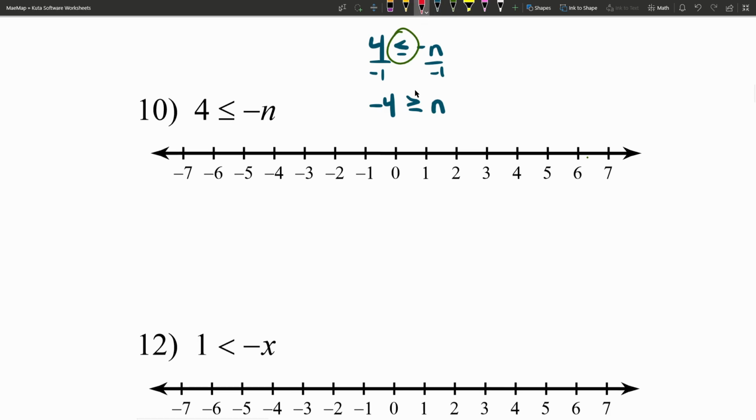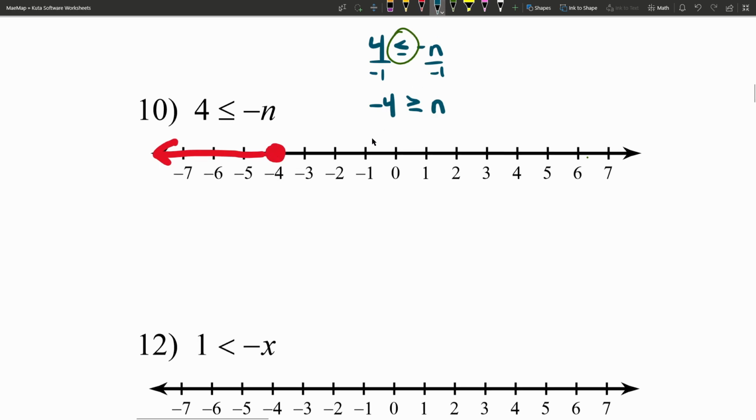Now graphing this, we're going to find negative 4, circle it, and if n is values that are less than or equal to negative 4, because negative 4 is greater than or equal to n, meaning that negative 4 is larger than our n values, we're going to be shading to the left, and it also potentially could be equal to negative 4, so we're filling that circle in.